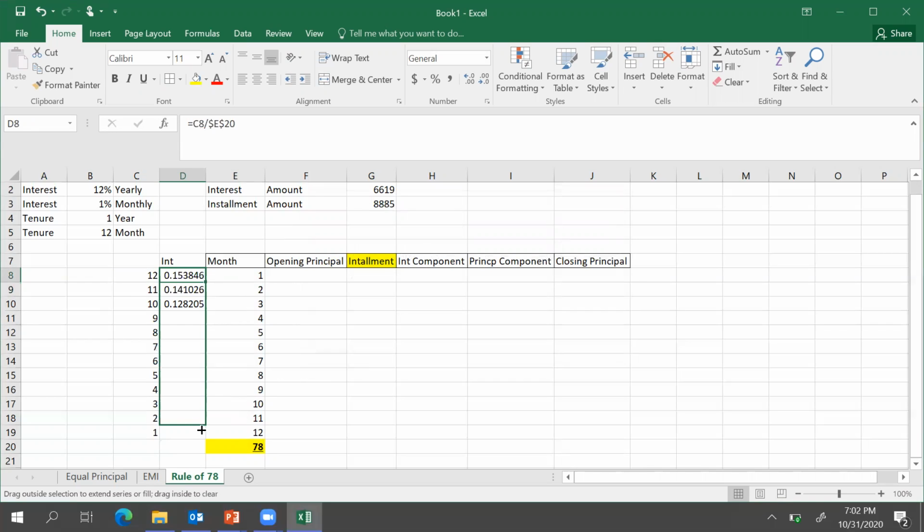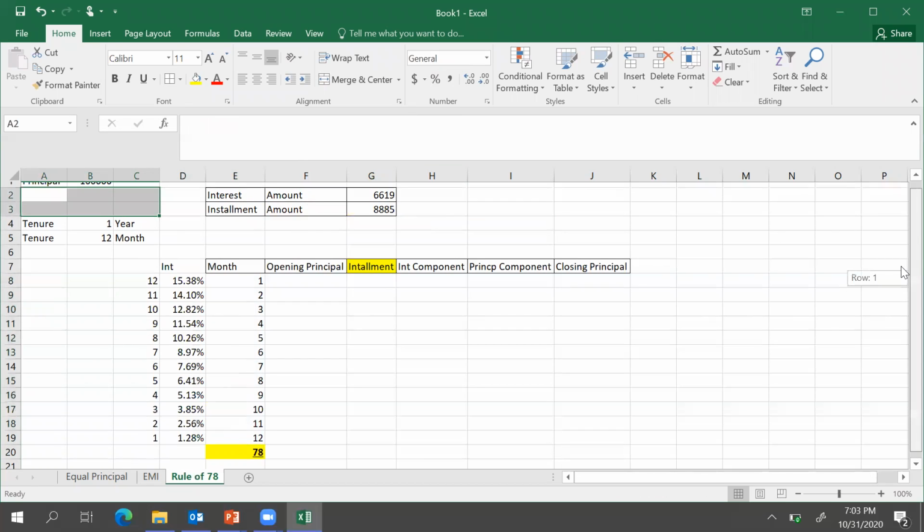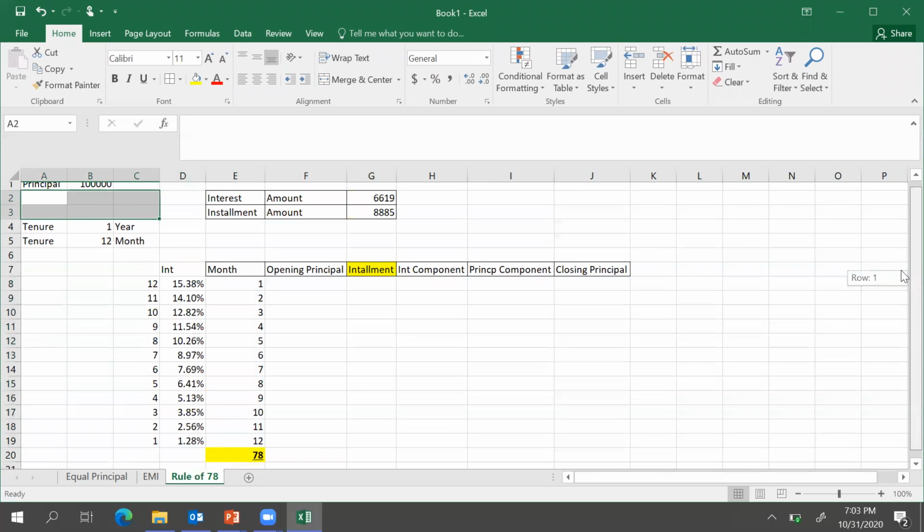I will drag this down. So this interest component, I will also convert this into percentage. So around 15.38% of interest that I have decided to recover. Now you can forget this interest rate, okay, because the bank has decided what it is going to charge you. So I took it just to make the calculation or understanding easy.